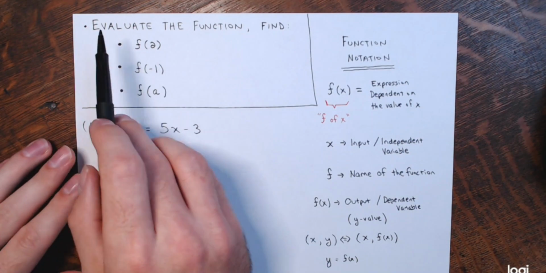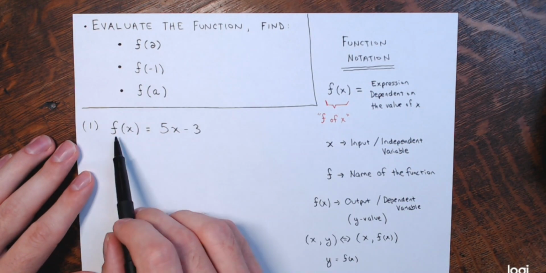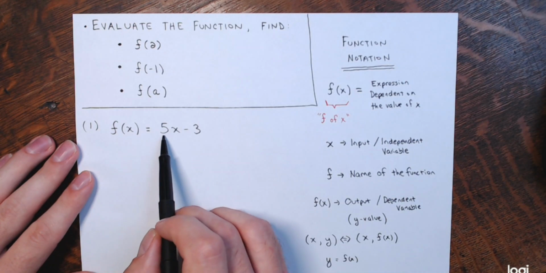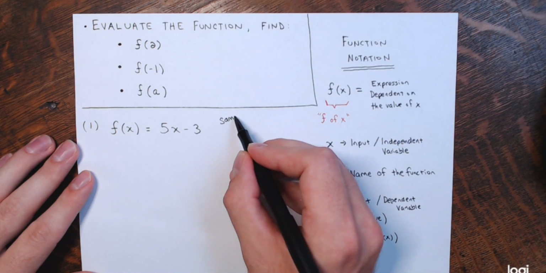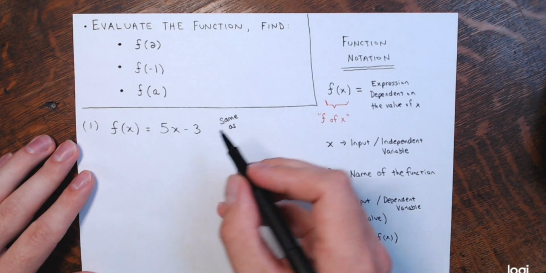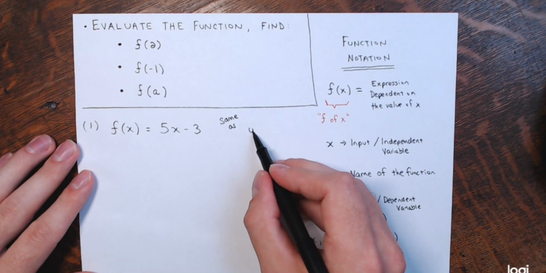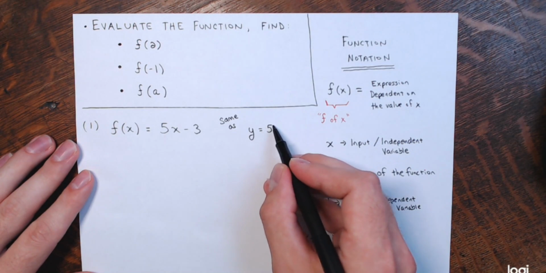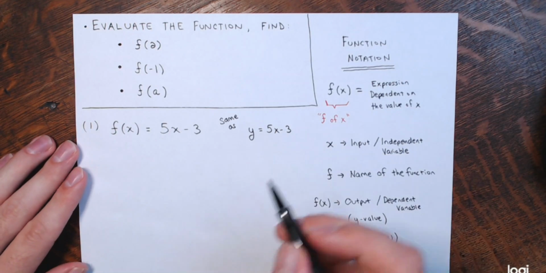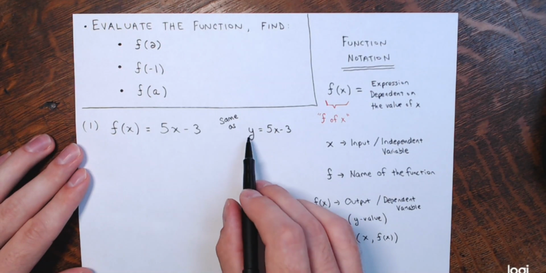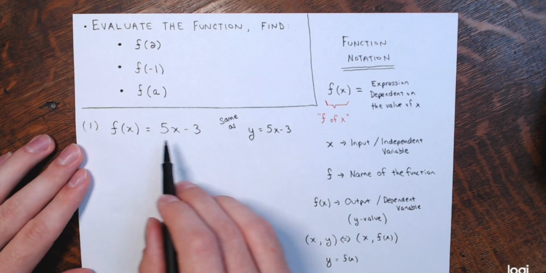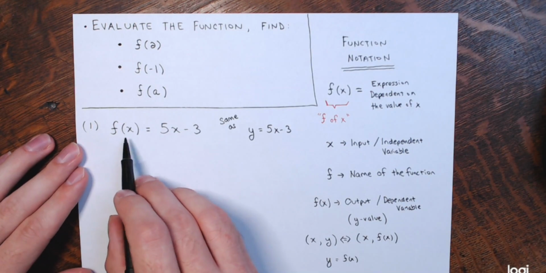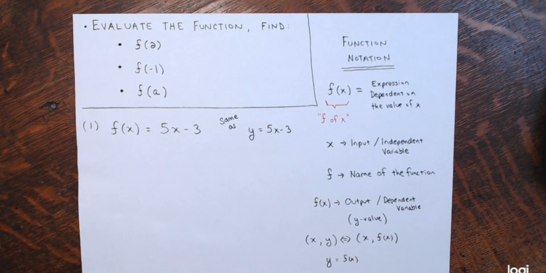All right, so for example, again here, we have this f of x equals 5x minus 3. As I pointed out, this is the same really as the following equation. This is the same as saying y equals 5x minus 3. F of x represents y. F of x represents outputs. F of x represents second coordinates.